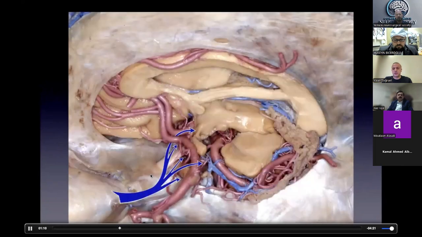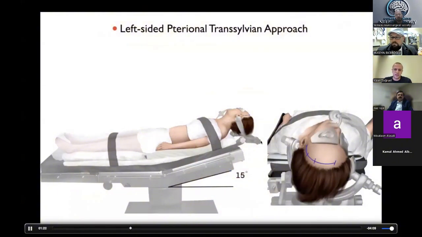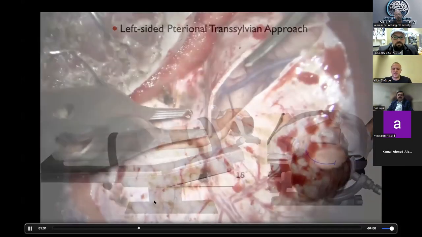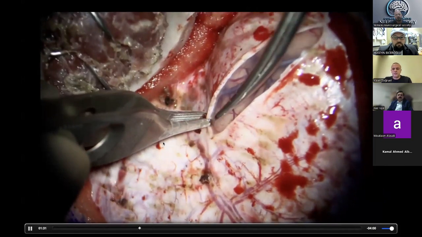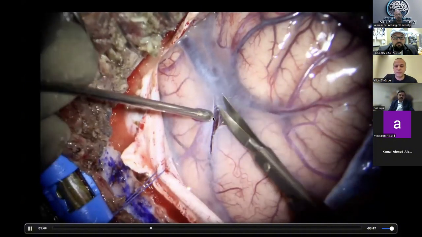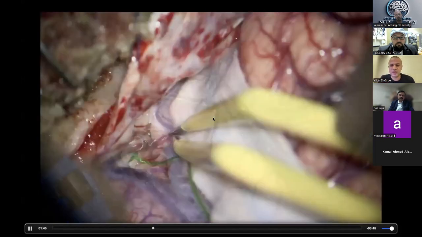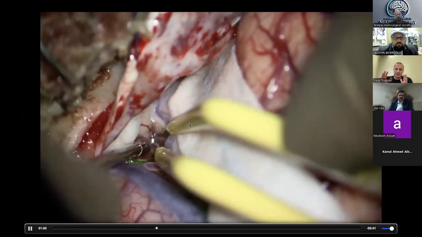This cadaveric image shows us, with the pterional transsylvian approach, which corridors we can use between the arteries. Classical pterional transsylvian position: head elevated 15 degrees and rotated to the contralateral side. The dura is opened, and the Sylvian fissure is opened just behind the anterior Sylvian point. The anterior Sylvian point is an important portion in dissection of the Sylvian fissure because the space is larger.